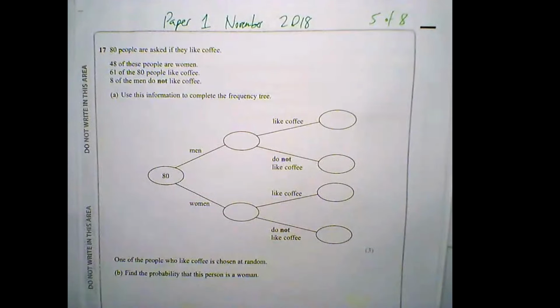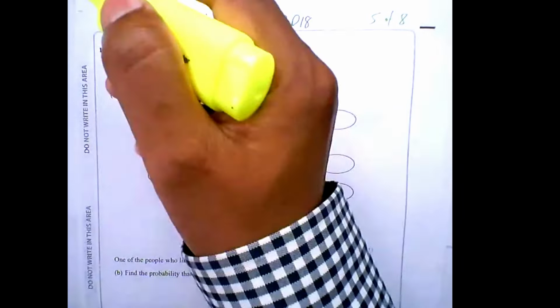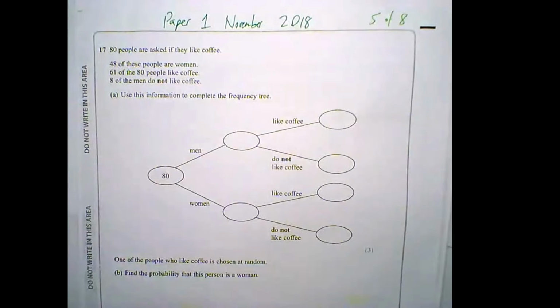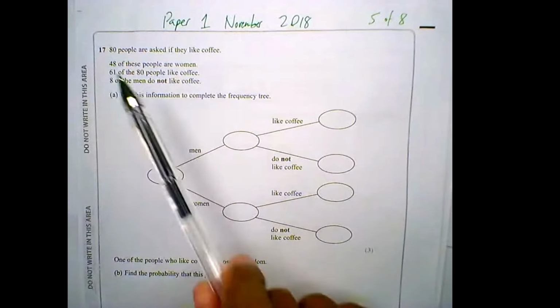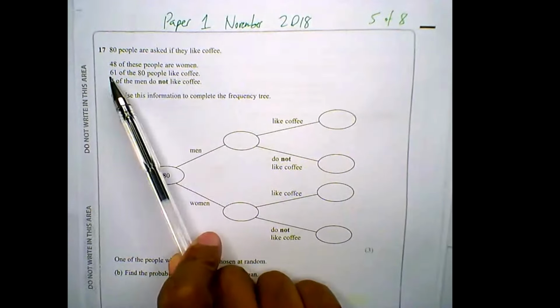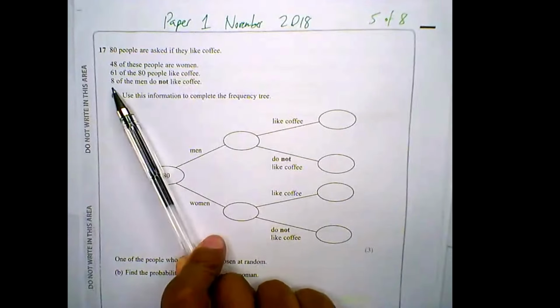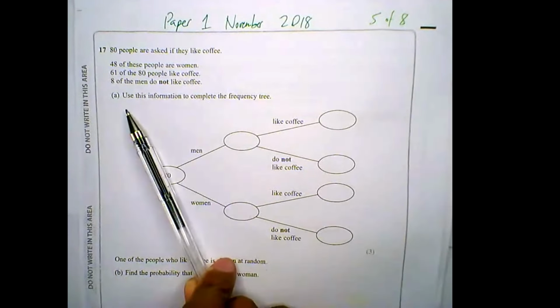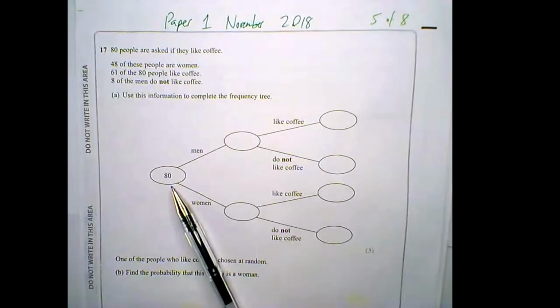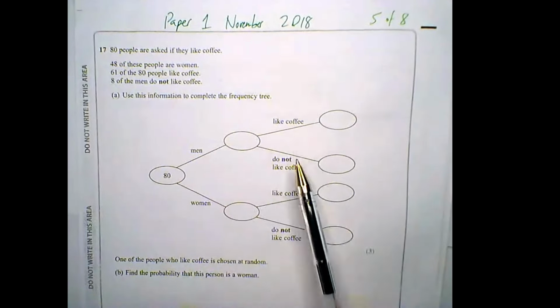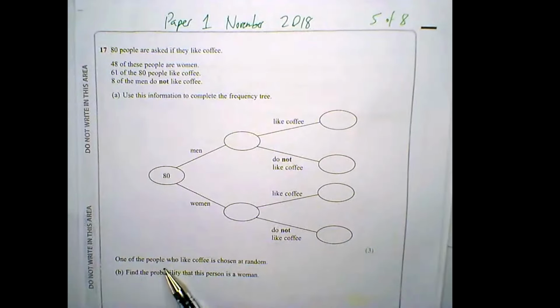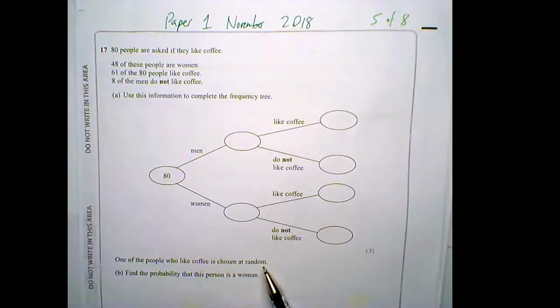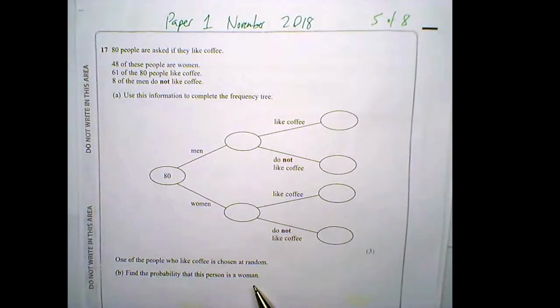Okay, so we've got 80 people were asked if they liked coffee. 48 of these people are women. 61 of the 80 people like coffee. 8 of the men do not like coffee. Use this information to complete the frequency tree. 80 is given to us. We've got men, women, like coffee, do not like coffee. One of the people who like coffee is chosen at random. Find the probability that this person is a woman. So if you haven't answered the question, press pause and have a go. And if you have answered or you've pressed play, let's continue.